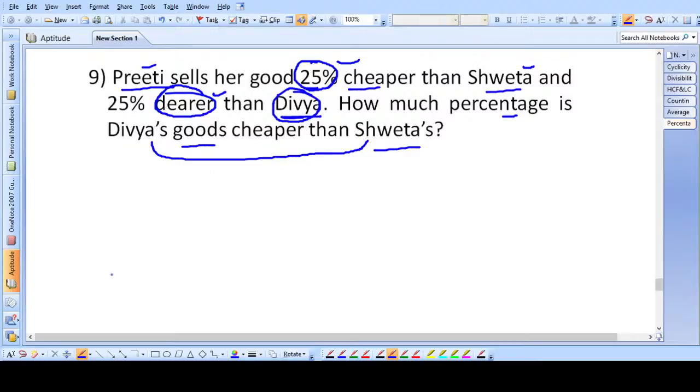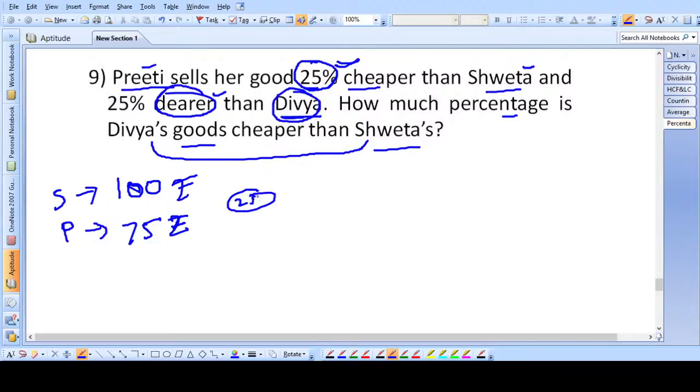Now this type of question, it's better to assume in terms of 100 or 1000. I mostly prefer 100. So suppose Shweta is selling something for 100 rupees. Now Preeti, we saw, is 25% cheaper. What does 25% cheaper mean? 75 rupees. How can you know? Just take 25% of 100, that's 25 rupees. If something is 25% cheaper, it means you just subtract 25 from that. So Preeti is selling at 75 rupees.